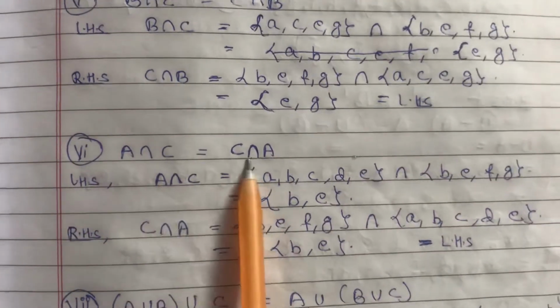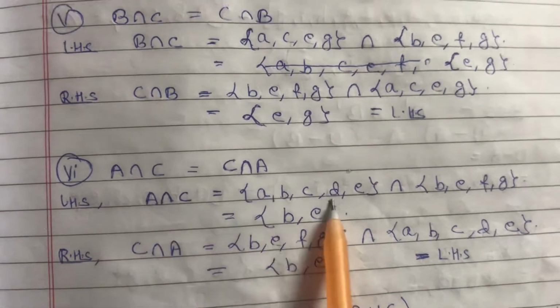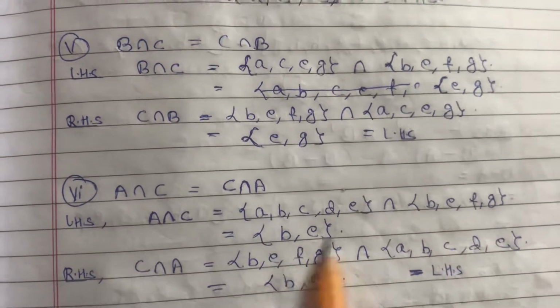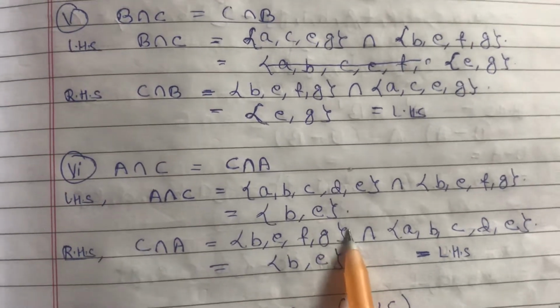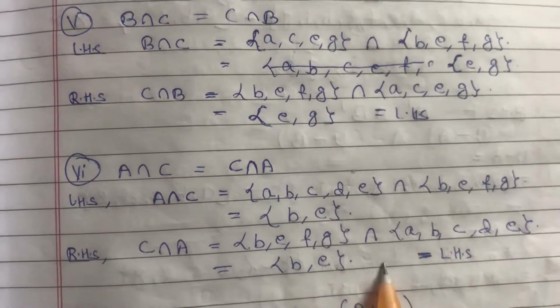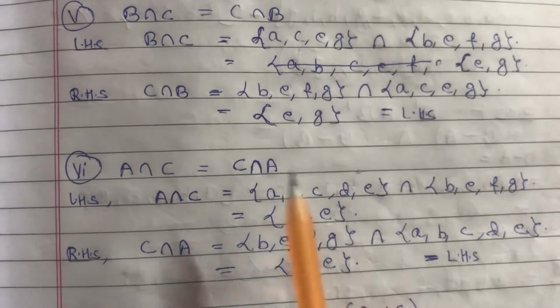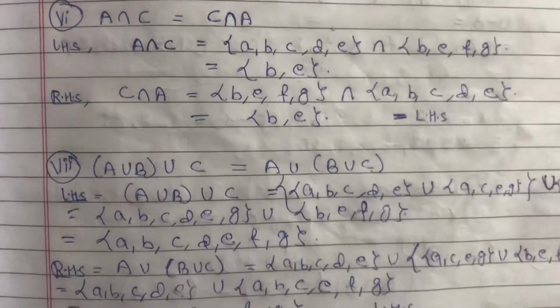Similarly for A and C, what I'll do is first I'll write A, then intersection C, and list out the common elements. In case of C intersection A, first I'll write set C, intersection set A, then list out the common elements, which is equal to the LHS. Therefore, this one is also verified.